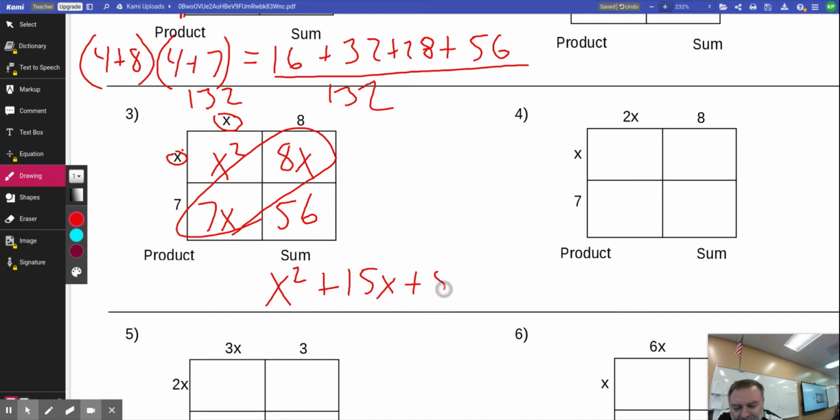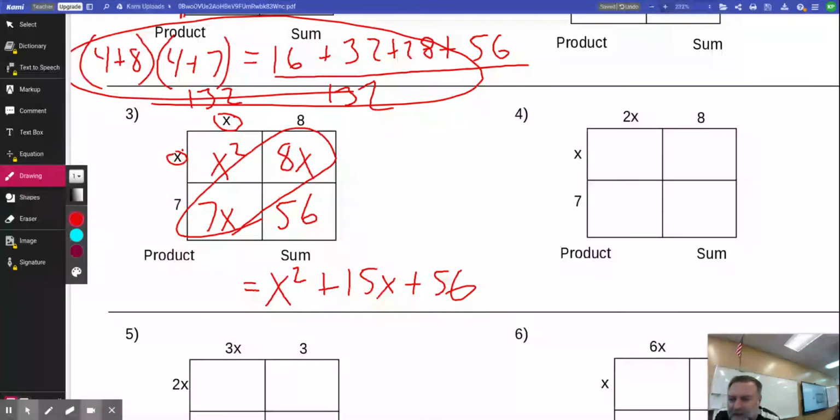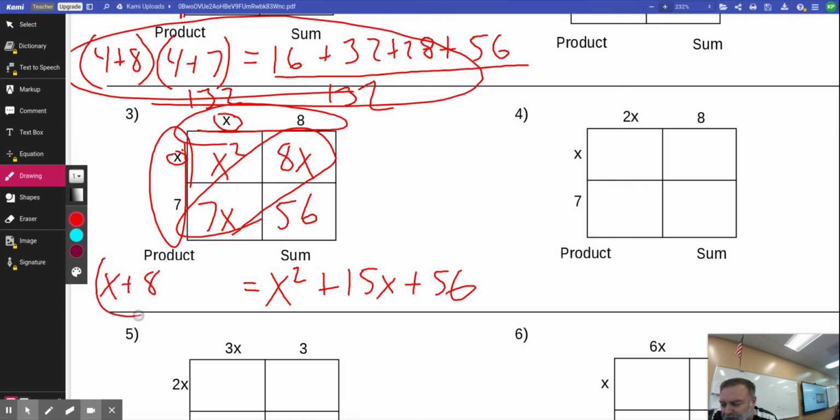15x plus 56. But that is also equal to, just like up here, this side times that side. So x plus 8 times x plus 7. And those two things are the same. It's two different ways of writing it out.